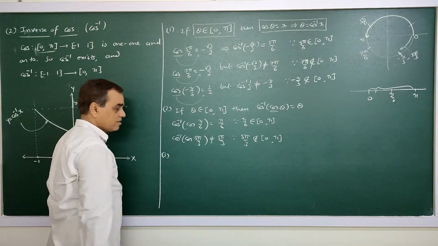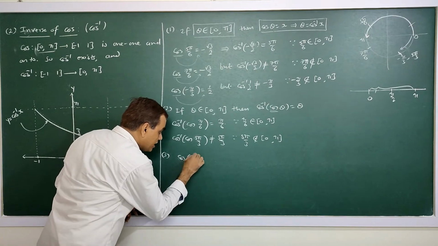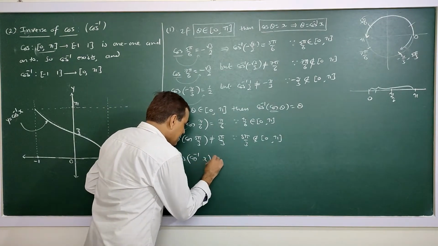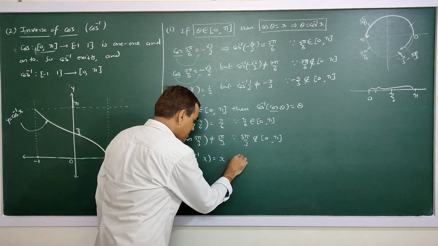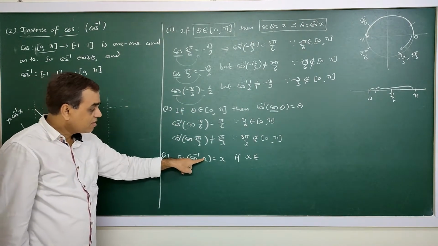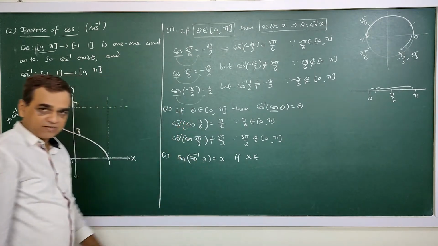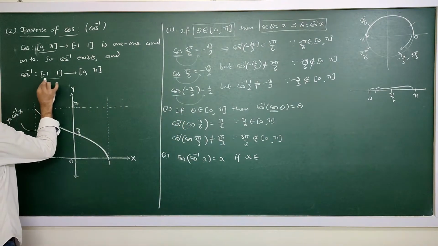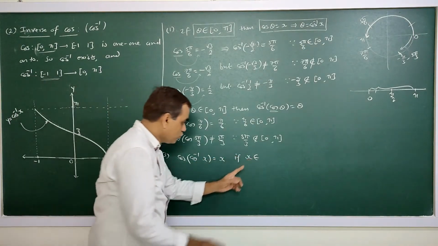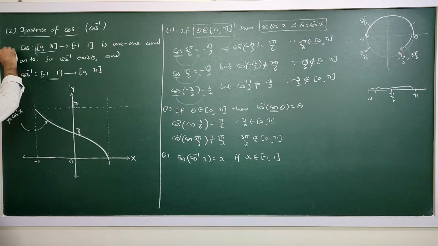Third property, cos, now outer is cos, inner is cos inverse. Cos of cos inverse x equal to x, if x belongs to, now see, on x which function is working? Cos inverse. On x cos inverse is working, so x should be in the domain of cos inverse. And what is the domain of cos inverse? Minus 1 to 1. So x should be in domain of cos inverse, that is minus 1 to 1. So see, these two lines are very important. Domain of cos is 0 to pi, domain of cos inverse is closed interval minus 1 to 1.